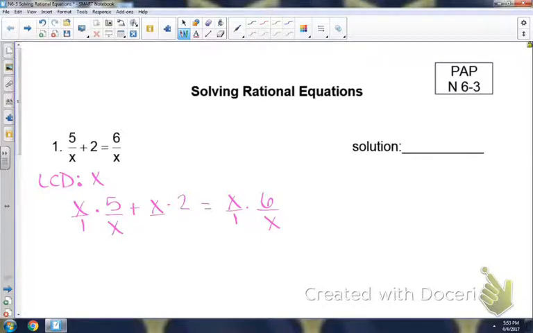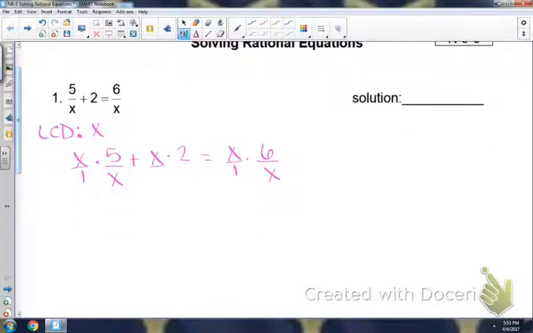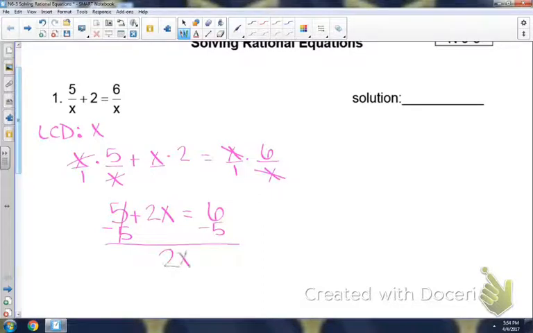Okay, so we are looking at it. Notice the x's cancel here. We just have a 5. Bring down your plus sign. X times 2, we get 2x. Notice on the other side of the equation, the x's cancel, you just have a 6. So we got rid of the fractions, and now we're solving a linear equation. So we're going to subtract 5. 2x equals 1, so therefore x would be a half.